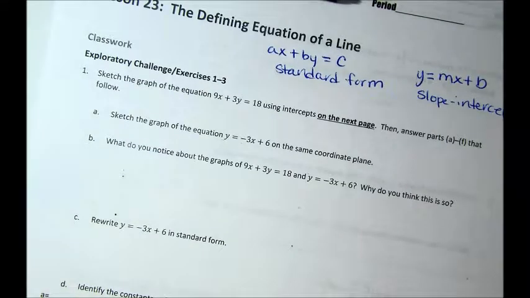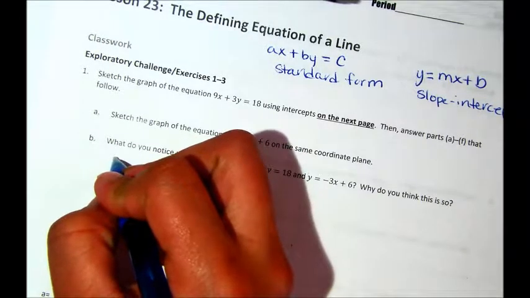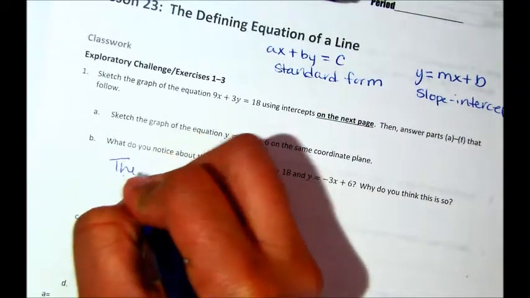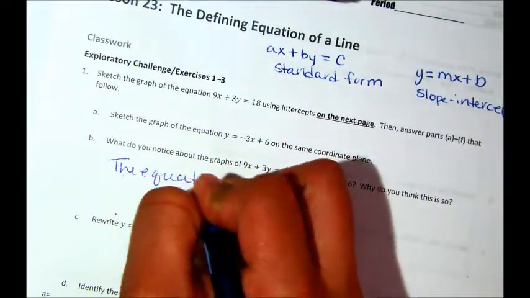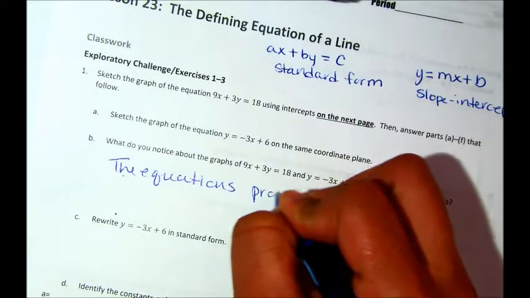Let's look at question B. Question B asks, what do you notice about the graphs of 9x plus 3y equals 18 and y equals negative 3x plus 6? Why do you think you notice that? Type your answer in the box. Yeah, you should notice that the equations produce the same line, even though they are in different forms.